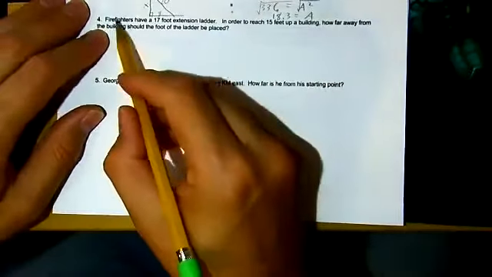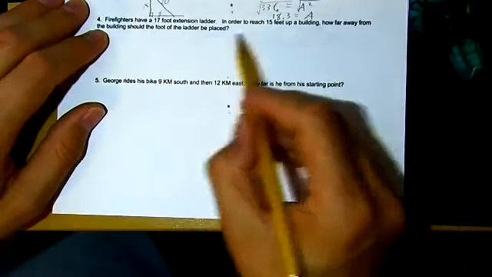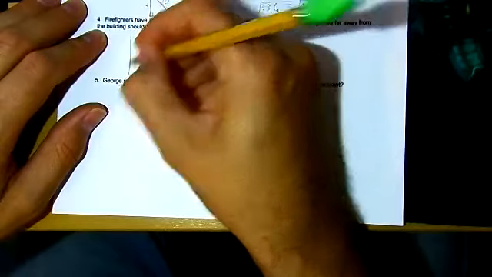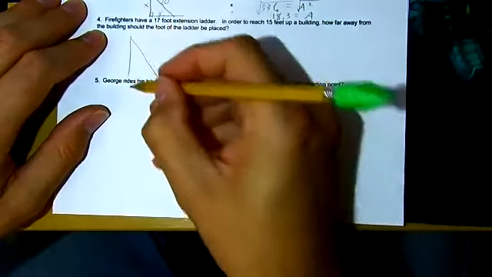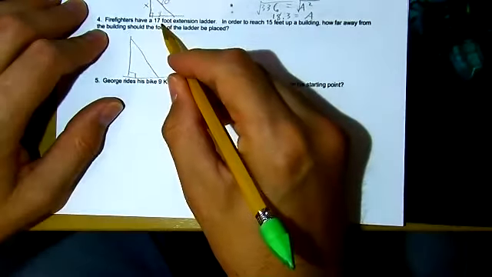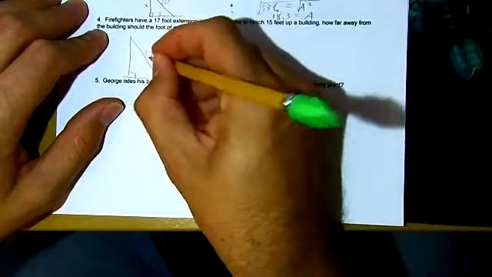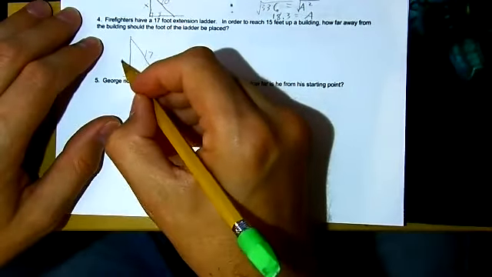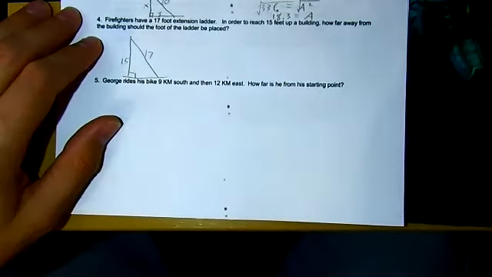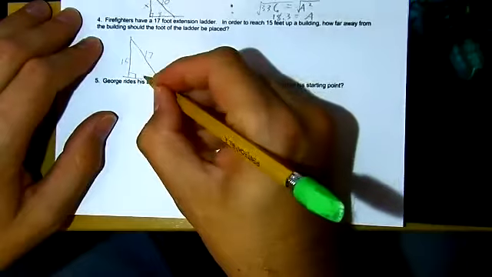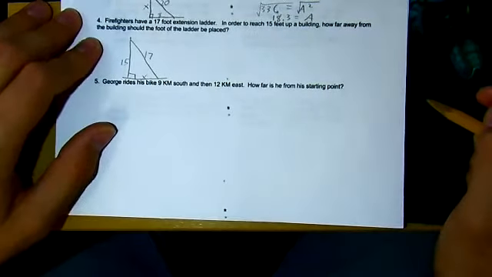Again, with a ladder, firefighters have a 17-foot ladder in order to reach 15 feet up a building. So you're going to be drawing a building, and a ladder, and the ground. The ground makes a right angle with the building. So the ladder is 17 feet. In order to reach 15 up the building, so we're going up the building, so this side is 15, but it doesn't matter if you accidentally label this 15, you still get the right answer. But we're missing that side right there.